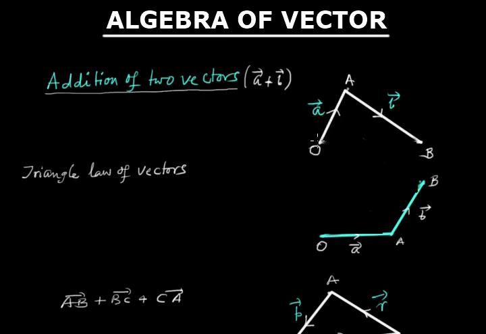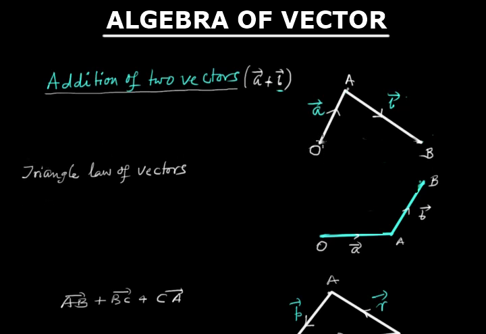Look at this picture here, O to A, where O is the initial point and A is the terminal point. So this is our vector A. Now we define another vector B and we start B from the terminal point of A to the point B, defining B vector.